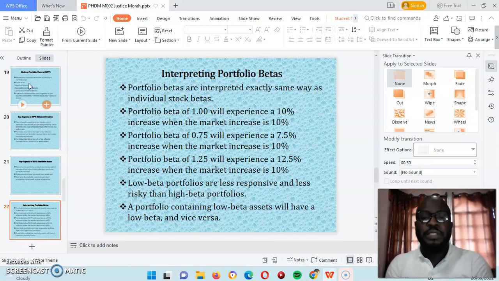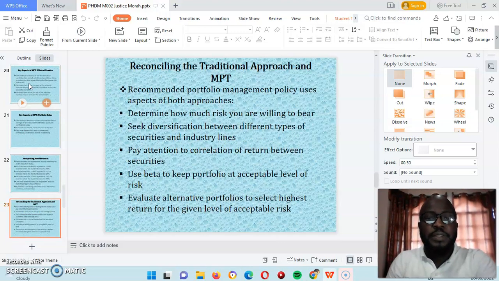Low beta portfolios are less responsive and less risky than high beta portfolios. A portfolio containing low beta assets will have a low beta, and vice versa. Then reconciling the traditional approach and the modern portfolio theory, MPT.